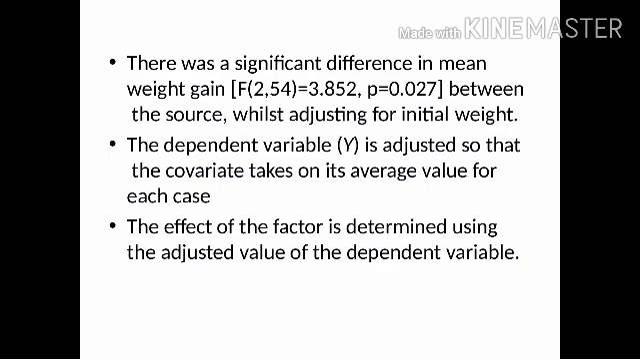That is, there was a significant difference in mean weight gain, with p-value 0.027, between the sources whilst adjusting for initial weight. The dependent variable is adjusted so that the covariate takes on its average value for each case. The effect of the factor is determined using the adjusted value of the dependent variable. That is, even after adjusting the effects of initial weight, there is a dependent relation between weight gain and sources of protein. Thank you.